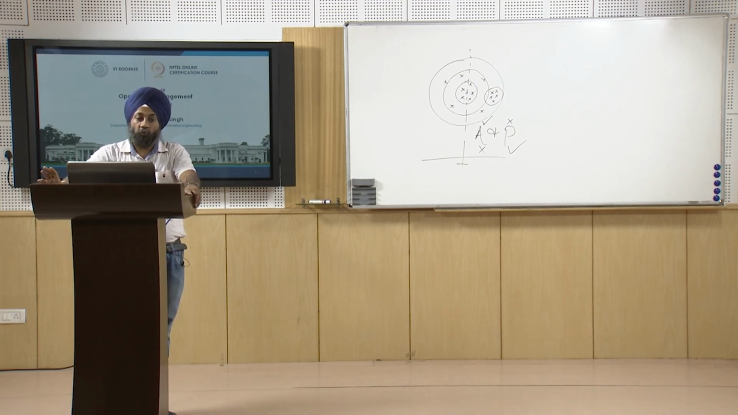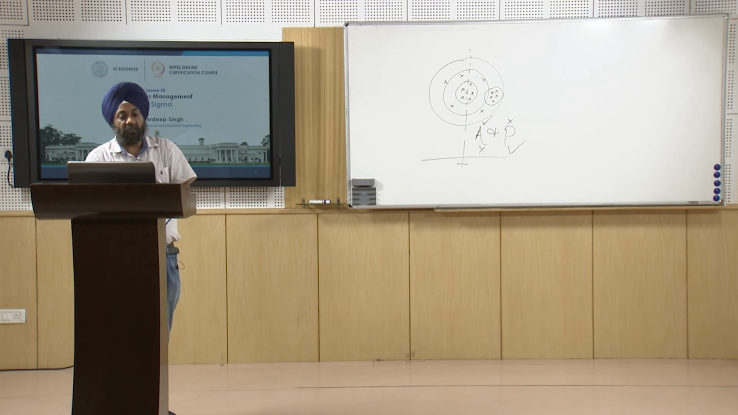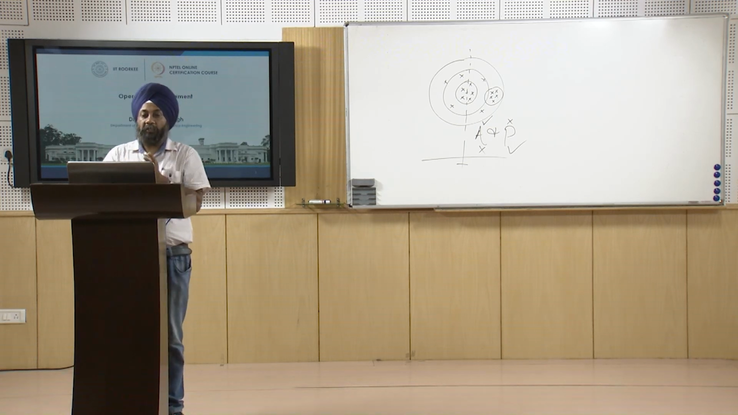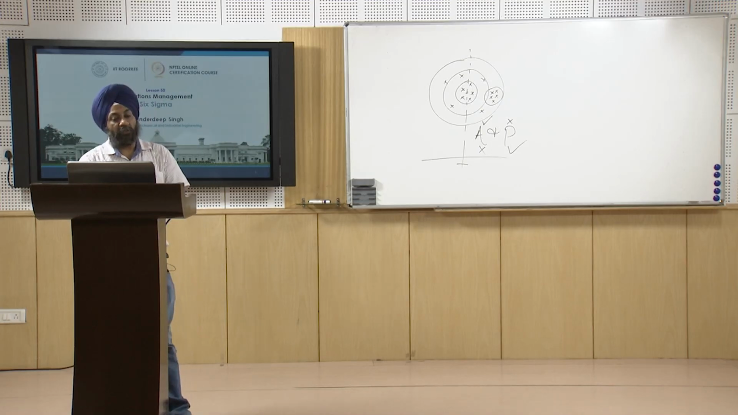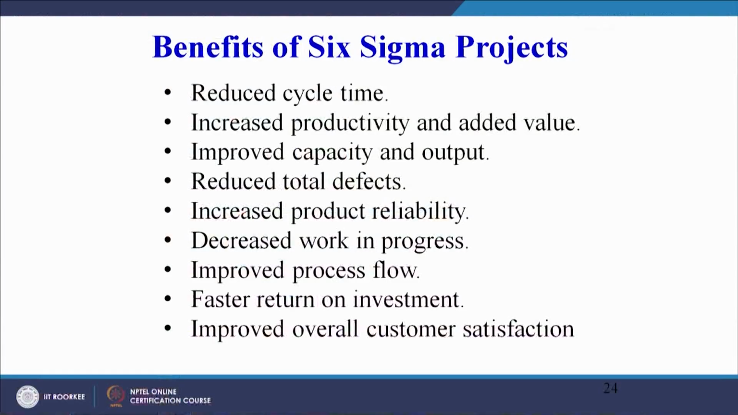So, just for your sake I will read these points here. The benefits of Six Sigma: reduced cycle time, increased productivity and added value, improved capacity and output, because when there are no defects, we can fully utilize our capacity, reduced total defects, increased product reliability, because if there are no defects, the product will be reliable. I have taken an example to this effect in today's session also. Decreased work in process, improved process flow, faster return on investment, improved overall customer satisfaction.